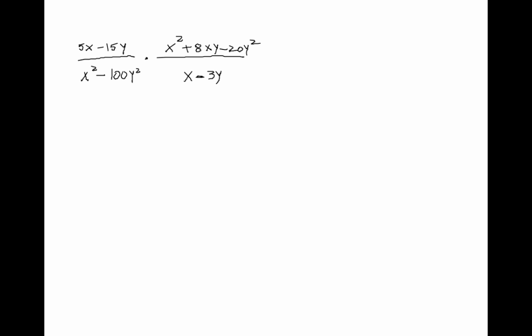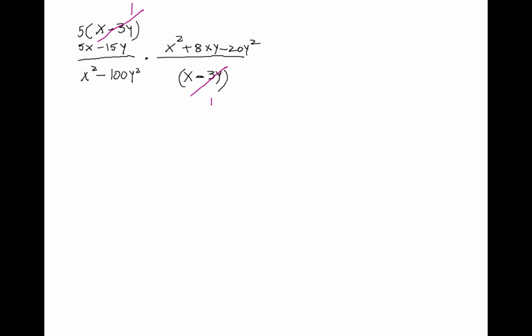To simplify, you need to factor all these to see if any of these reduce. Take a look and see which one is easiest to factor. It looks to me that we have 5 in common here. So if I factor the 5 here, I would get x minus 3y. So keep in mind we have x minus 3y. It looks like I already have x minus 3y here, which I can reduce right there to 1.